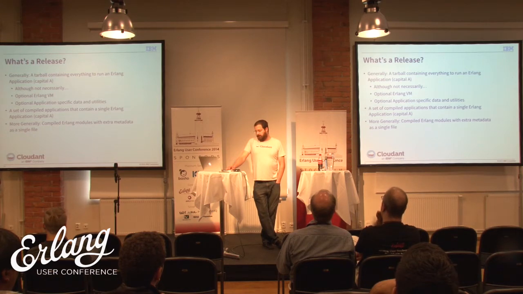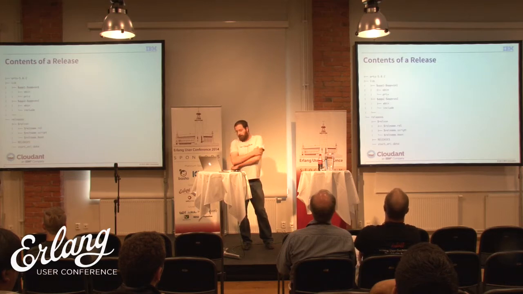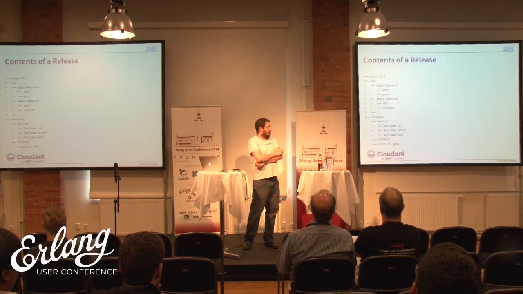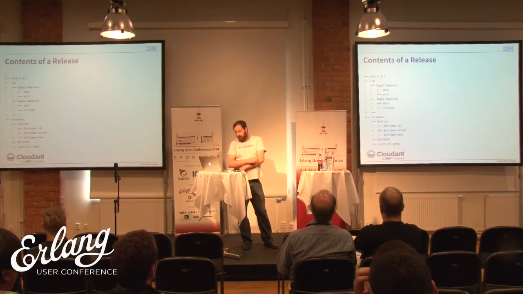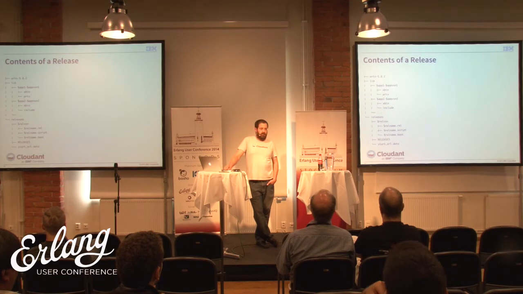In general, it's basically just a set of compiled applications, with extra metadata that describes the release, and generally distributed as a single file. The outline of an unpacked release is, optionally the VM, the lib directory, which is where all of your compiled code goes with the app-version structure. And then the releases directory is the important thing for managing and upgrading releases.